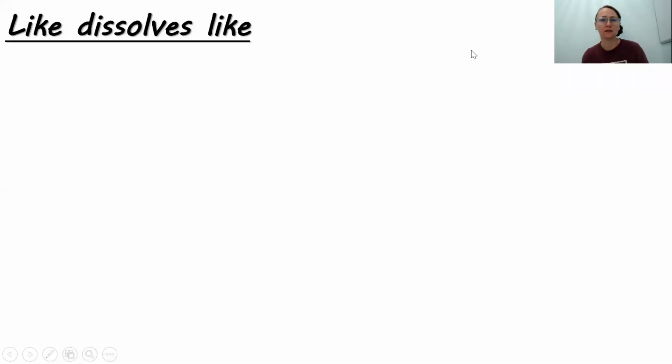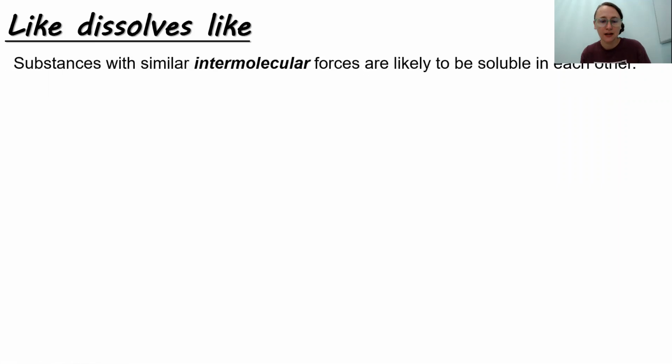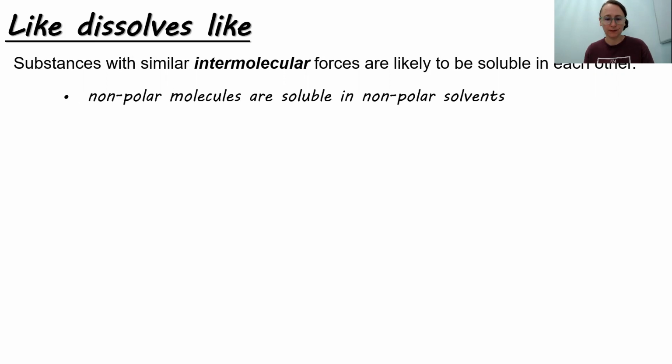The concept of "like dissolves like" means that substances with similar intermolecular forces are likely to be soluble in one another. For example, polar substances are attracted to the positives and negatives, so polar substances are soluble in other polar substances. Non-polar substances would not want to mix with polar substances. They would prefer to be soluble in nonpolar substances. So let's break this down further.